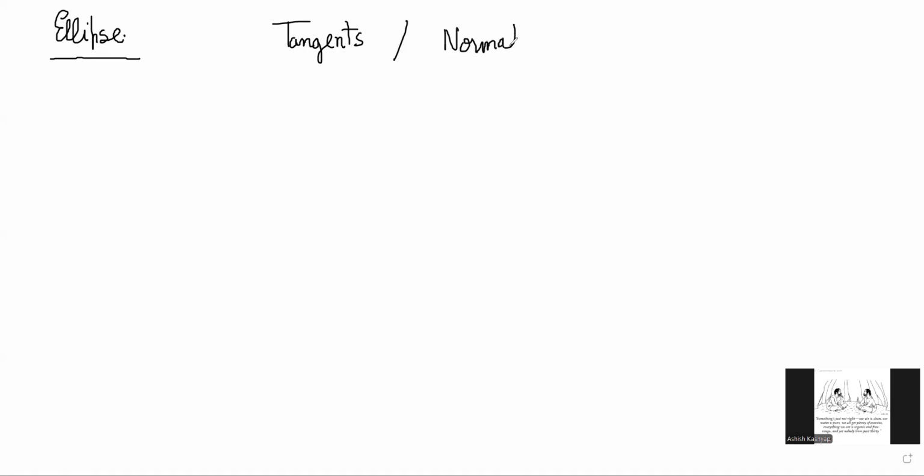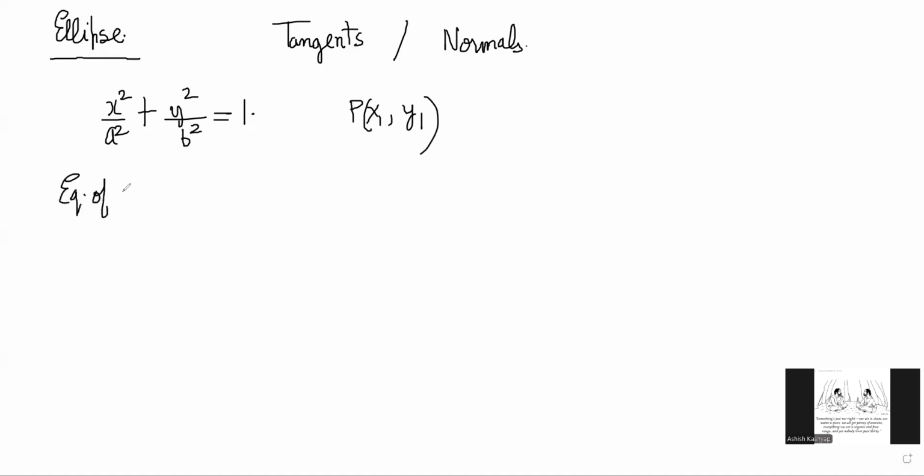So let's begin. Let's say we have a standard ellipse here, x squared by a square plus y square by b square is equal to 1. And in this curve, I want to find the tangent at point P x1, y1. So the equation of tangent at point P can be derived by doing the replacement method that I had suggested earlier for any conic. So what was the method?